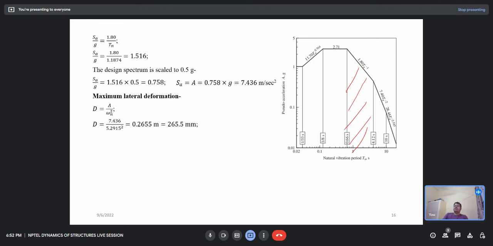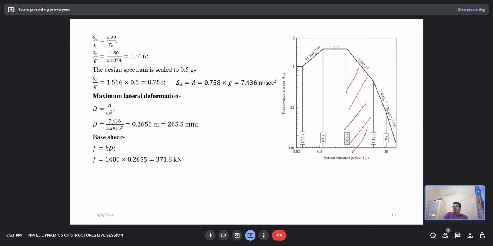So now the displacement becomes 265.5 mm. If we double the stiffness, our deformation is reduced by around 30 to 40%. Our base shear is F equal to kd, that is 1400 into 0.265, 371.8 kilonewton. So the base shear increases in the system.